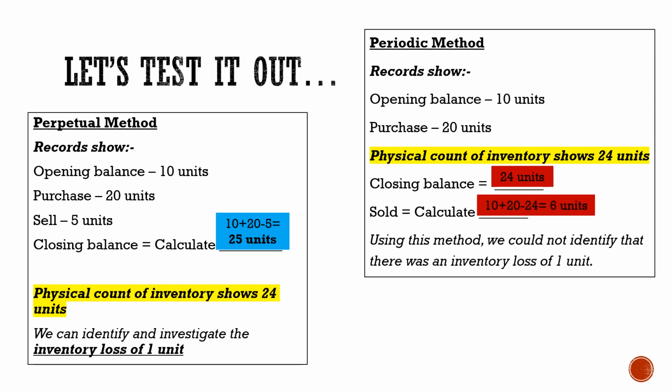The number of units sold is calculated by taking the 10 units opening balance plus the purchase of 20 units minus the closing balance at the end of the period, and the business then assumes that the 6 units of inventory were sold. So you can see that using this method, we could not identify that there was an inventory loss of 1 unit.